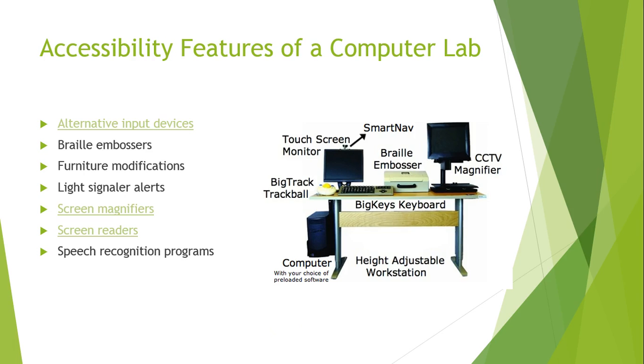Again, here are just some other accessibility features that you may want to utilize within your classroom. Those alternative input devices such as one-handed keyboards, the braille embossers for those who are blind or legally blind. Think about the furniture modifications as well, the height adjustable workstations, as you can see from the picture, the screen magnifiers and screen readers, as well as speech recognition programs. Those are some things that you would want to think about including within your computer lab and how beneficial that would be to the student.